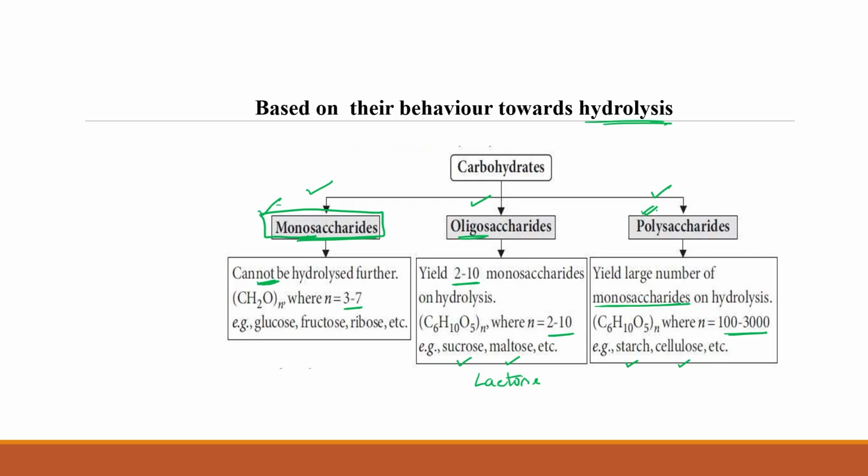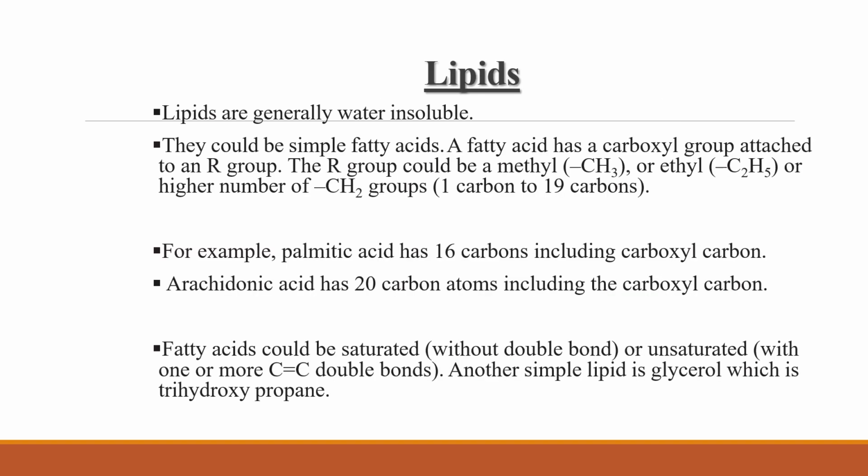Okay, so on the basis of their behavior on hydrolysis, we can classify carbohydrates into three categories. Basic unit monosaccharide, which cannot be hydrolyzed further, n is 3 to 7. There are certain examples, you have to remember this. Second one, oligosaccharide, in which we get 2 to 10 monosaccharide units, and polysaccharide, on hydrolysis we get 100 to 3000 units of monosaccharides. Clear? Now, lipids.